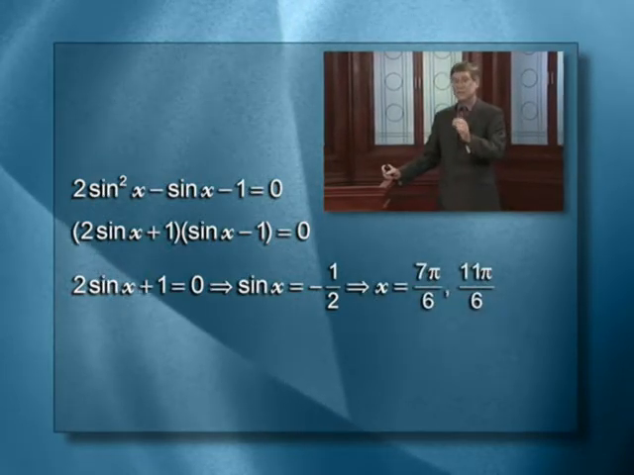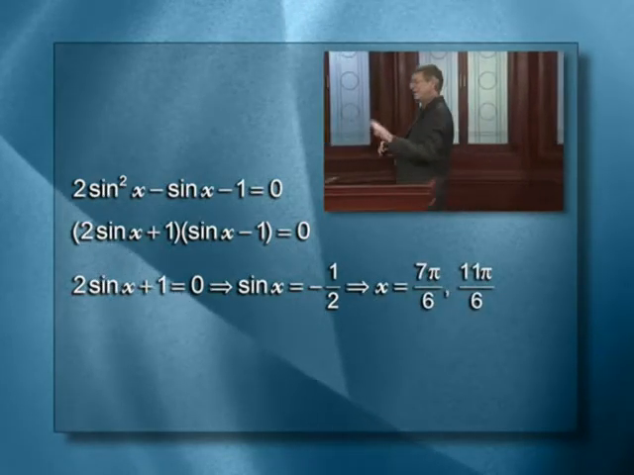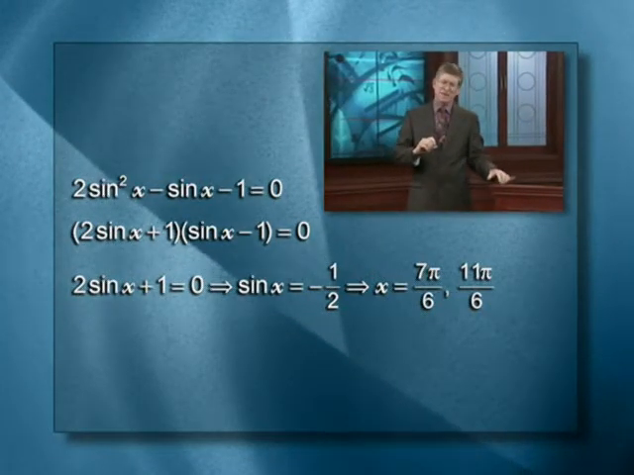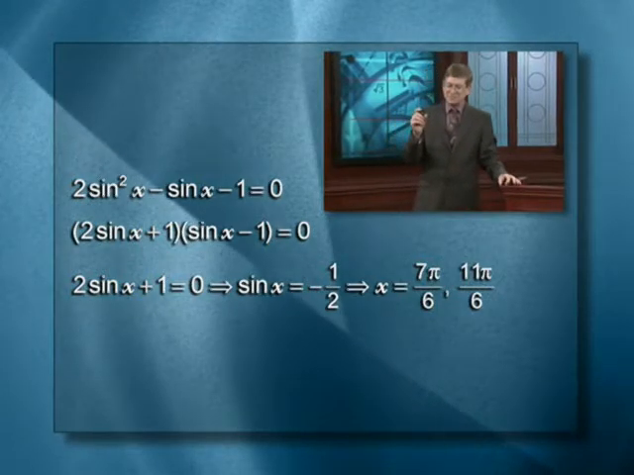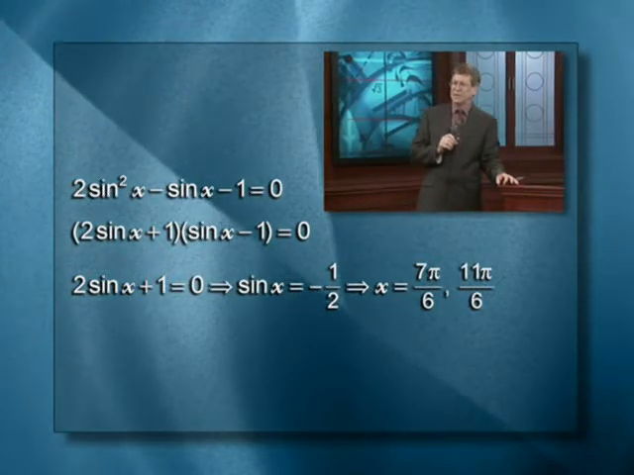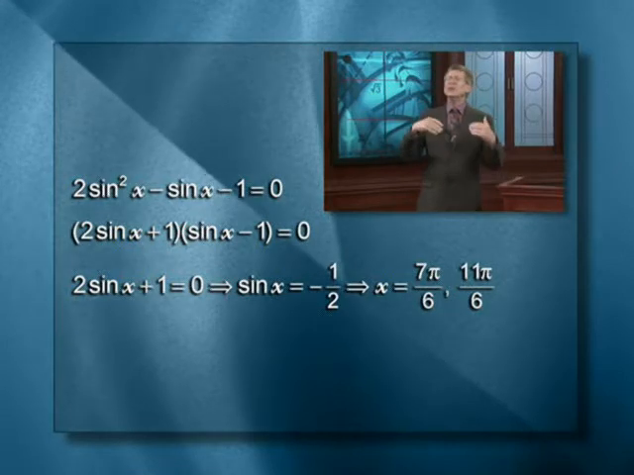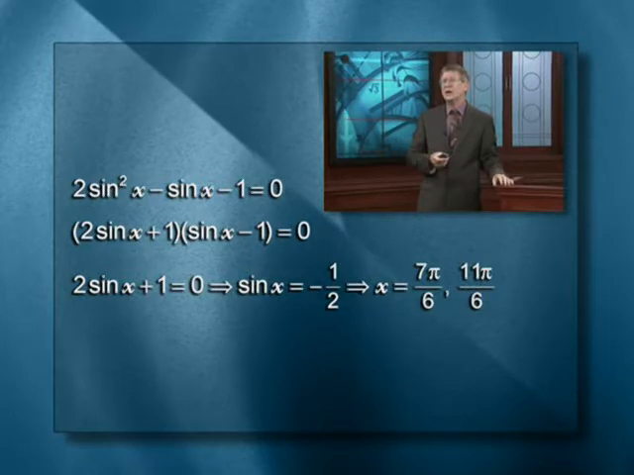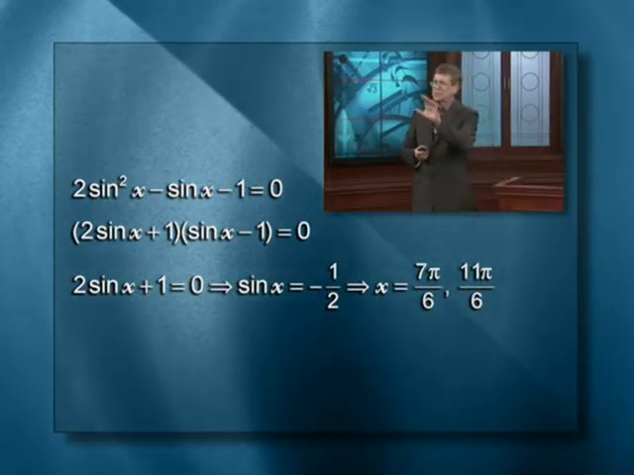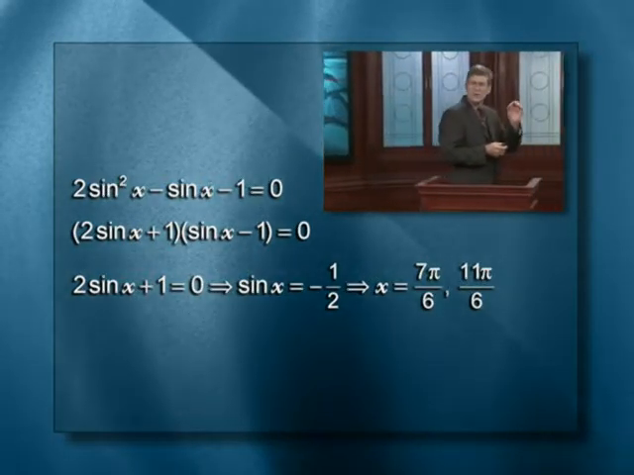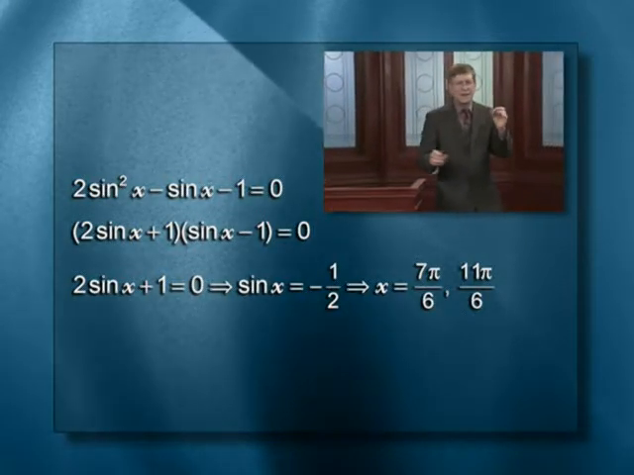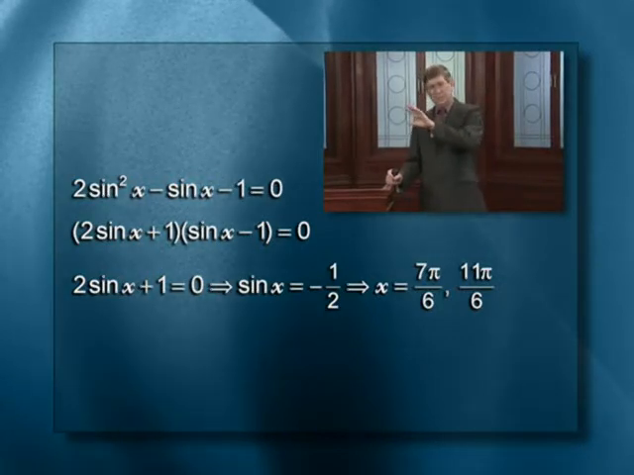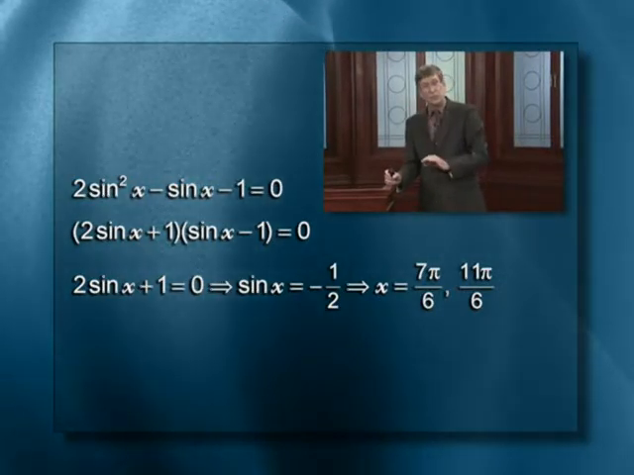7 pi over 6 and 11 pi over 6. Whoa. That's tough. I mean, I did that pretty quickly. I've been in this business a long time. But it's tough to come up with those values unless you're really comfortable with trig functions and the values of those common angles. So that was a tough conclusion there. Sine x equals minus 1/2 implies that x is 7 pi over 6 or 11 pi over 6. But those are the answers in the interval 0 to 2 pi.